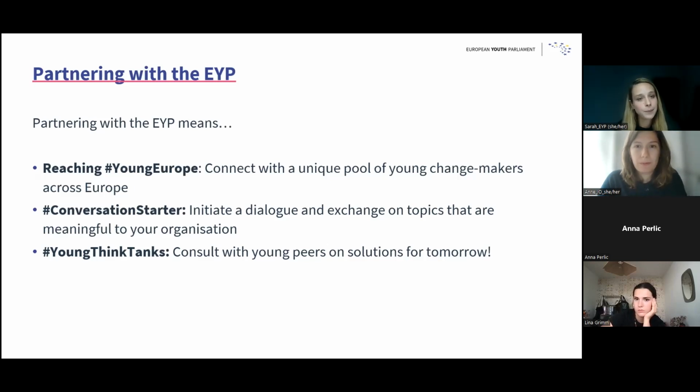Then secondly, it's an opportunity for them to start a conversation with European youth, so they can initiate a dialogue and exchange on topics that are relevant for them. And lastly, they have the opportunity to engage in young think tanks, so actually consult on what the vision of young people for the future is, for instance.